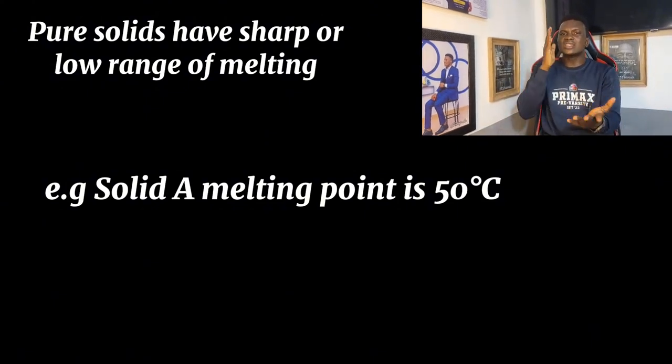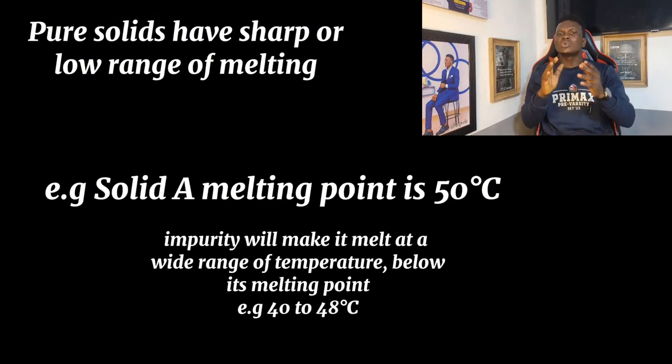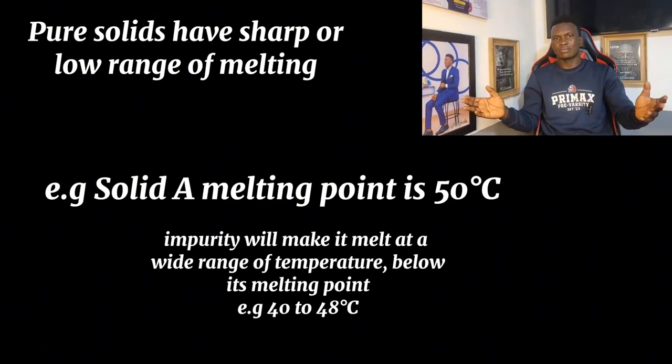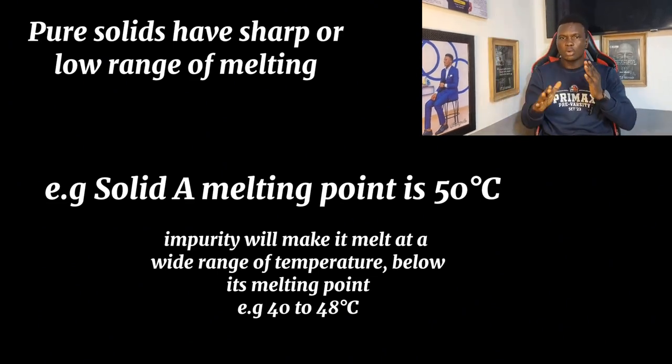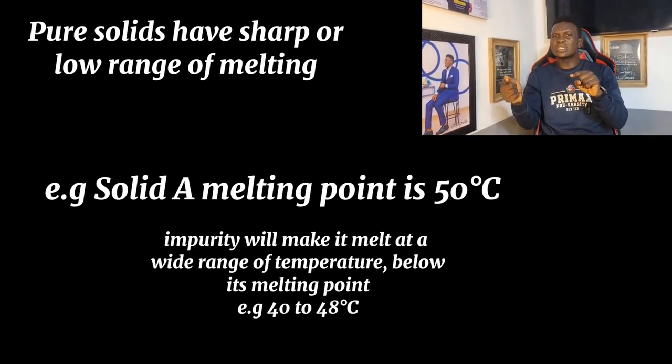But if A is impure, it's going to melt between like 40 to 48. The melting point will drop. So impurity reduces melting point. Do you understand that? So whenever a substance is impure, the melting point will drop. When it is pure, it melts at the exact melting point.